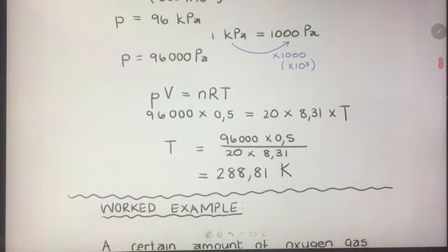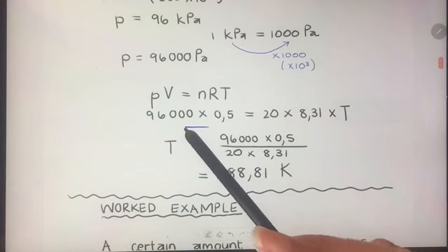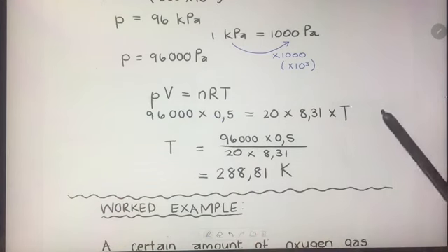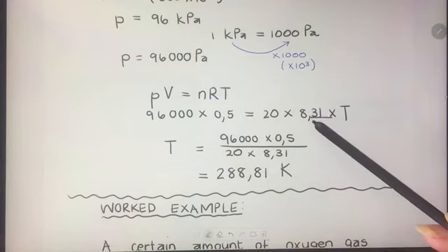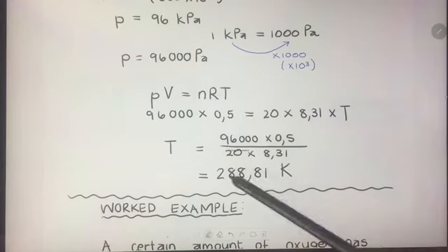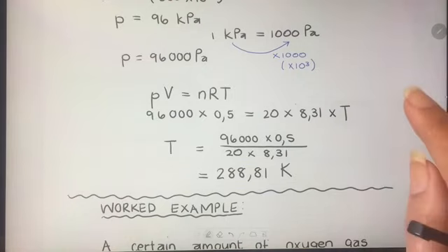So there is the formula. PV is equal to nRT. I've substituted all the values. I want to work out the temperature, and of course R is always 8,31. I've done the calculation, and the answer is 288,81. And of course the temperature is going to be in Kelvin.